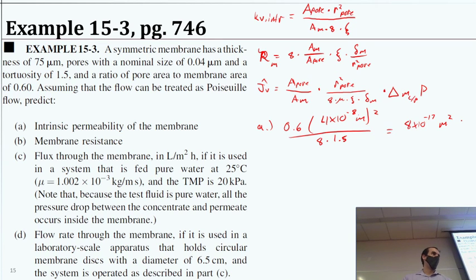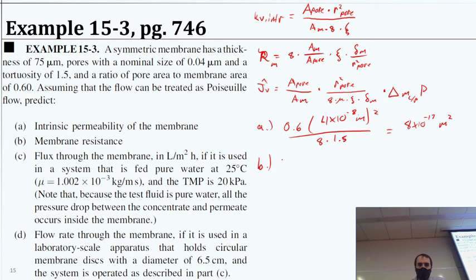Okay, so it didn't matter that we converted to meters because length squared units are the intrinsic permeability, but we'd want it in meters anyway at some point. Okay, so that would be part A. Part B, we're looking for our resistance, so we can use our equation here for the resistance. This was a derivation essentially from equation 15-16, put here. So then we can write that out.